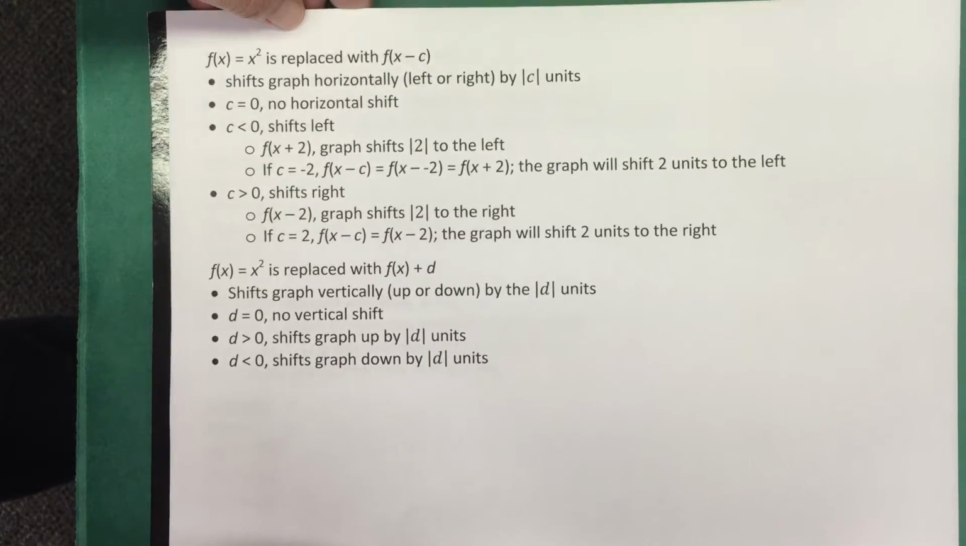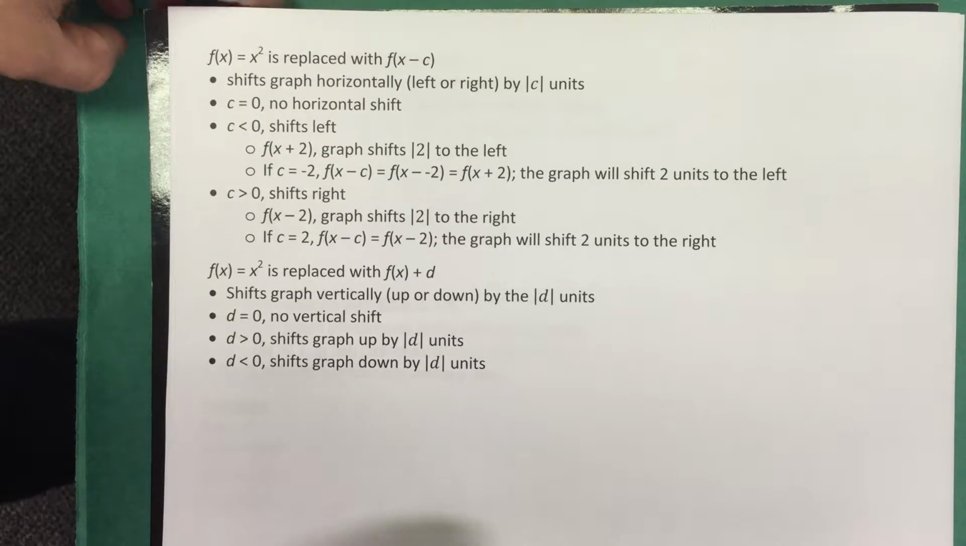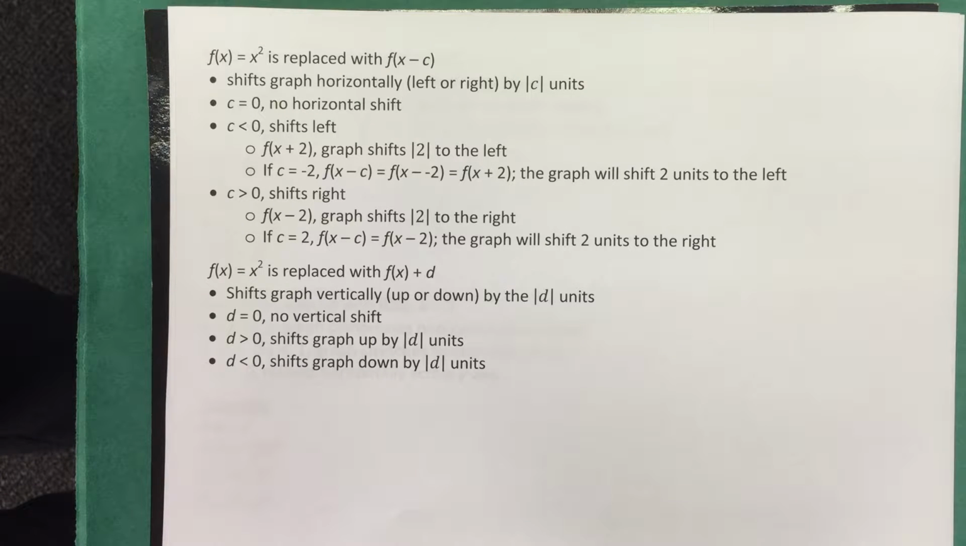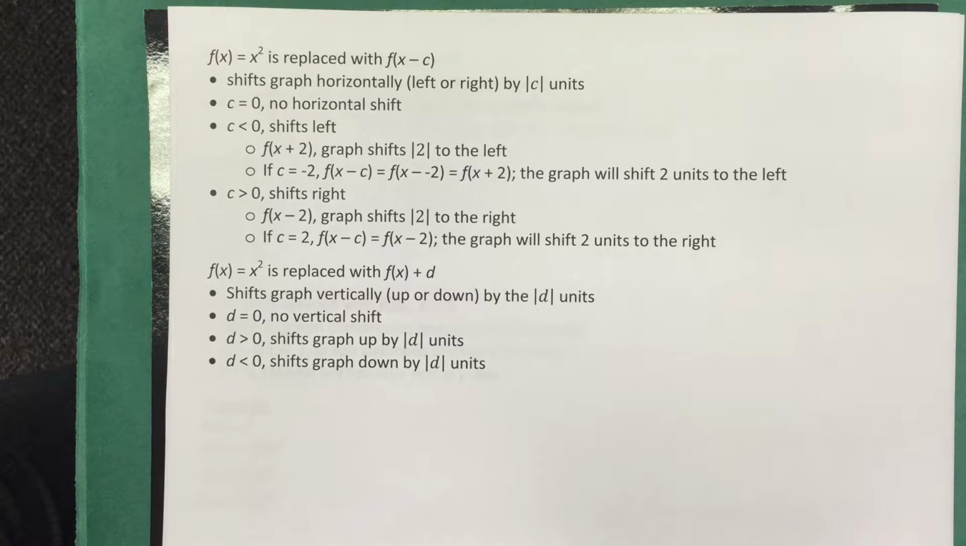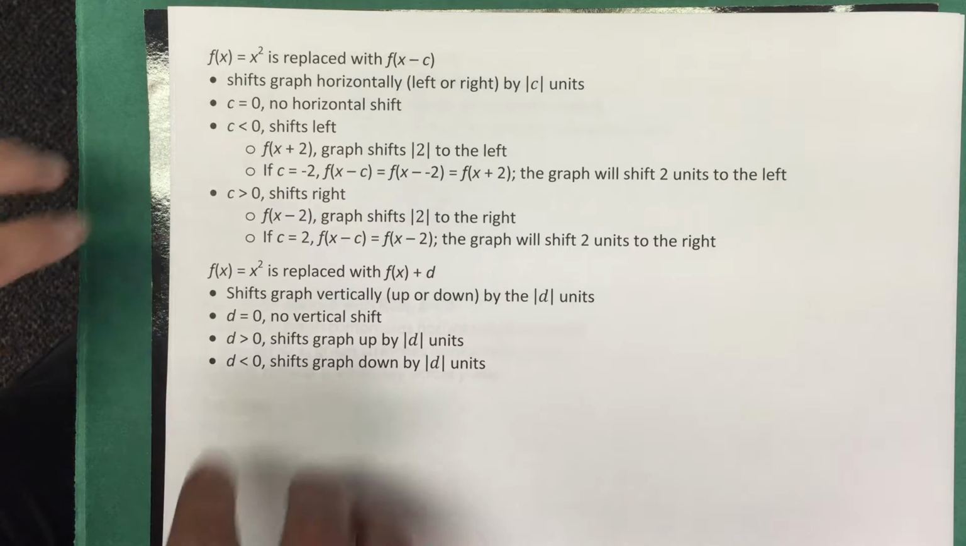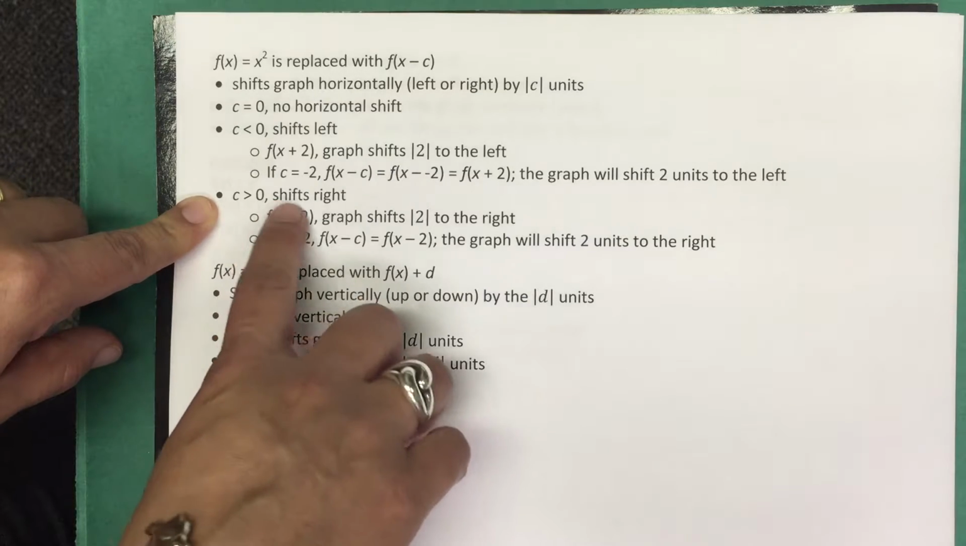If f of x equals x squared is replaced with f of x minus c, this shifts the graph horizontally left or right by the absolute value of c units. If c equals 0, there is no horizontal shift at all, no movement. If c is less than 0, it's going to shift the graph left. If c is greater than 0, it's going to shift the graph right.